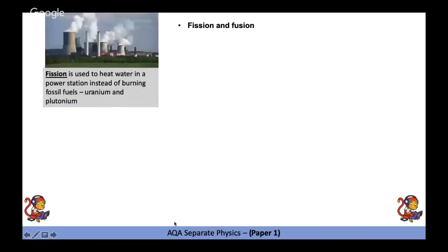Okay, last little part of our separate science then, fission and fusion. Fission is used to heat water in a power station instead of burning fossil fuels, so uranium and plutonium. So they're still going to be used to heat water. That hot water is going to turn to steam. The steam will rush past blades of a turbine, making that spin. And when that spins, that's going to be connected to a generator, which is going to produce the electricity.